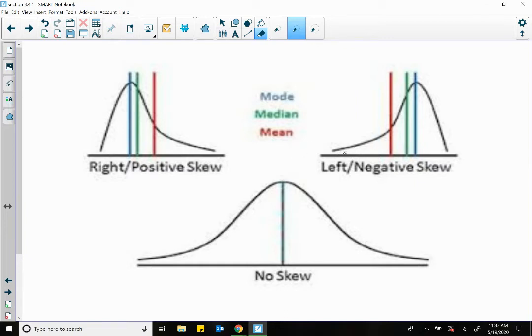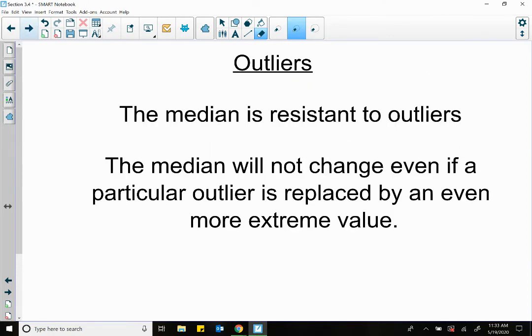If I have a value here at 100, my median here will not change if I took that value out and replaced it with 0. My median's still there. Now, the mean will change, and it will get smaller because I have a new 0 value. So there's a nice little illustration of how the median is resistant.